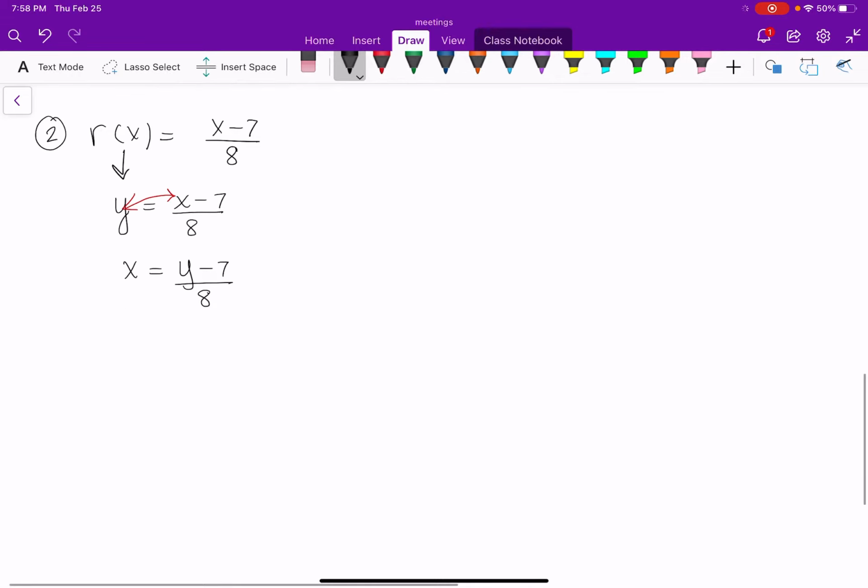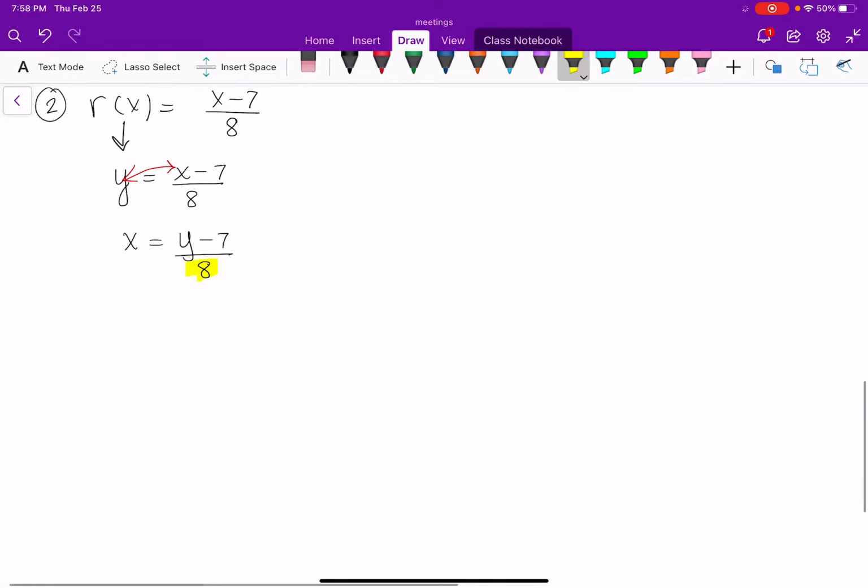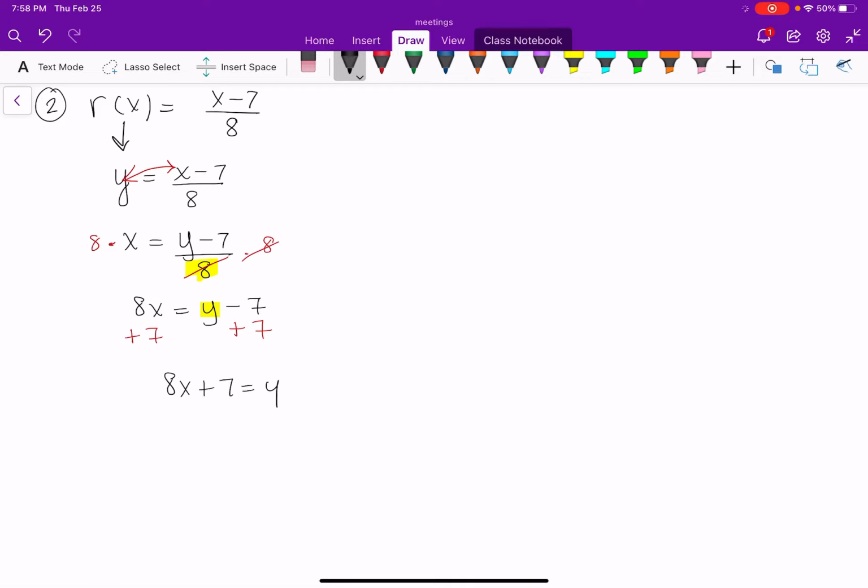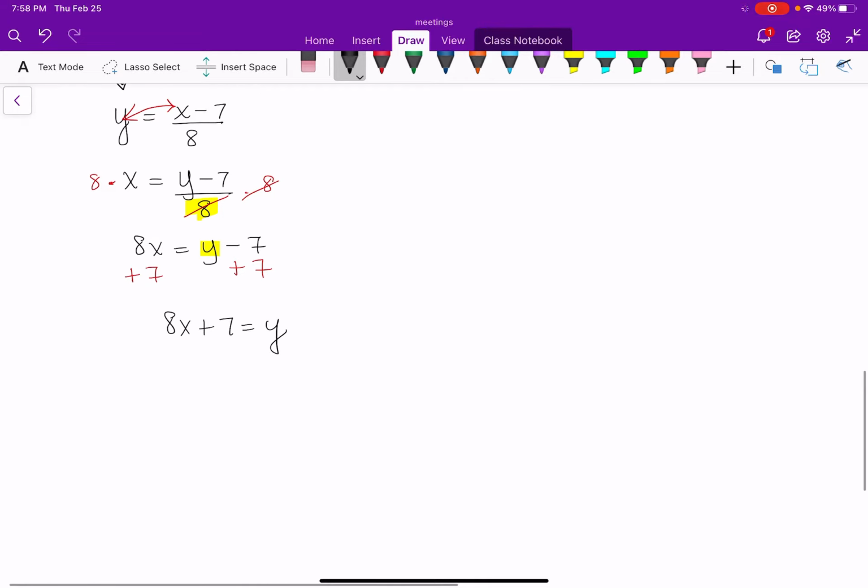Again, just like the previous one, if I have a denominator in my problem, the first thing we want to do is multiply by that denominator just so we can get it out of the way. So we're going to multiply by 8 on both sides. So over on the right, those 8's go away. So we have 8x equals y minus 7. So remember, our whole goal is to solve for this y here. So we want to move that 7. So we're going to add 7 to both sides. And we're going to get that 8x plus 7 is equal to y. And we're actually done. We've solved for y.